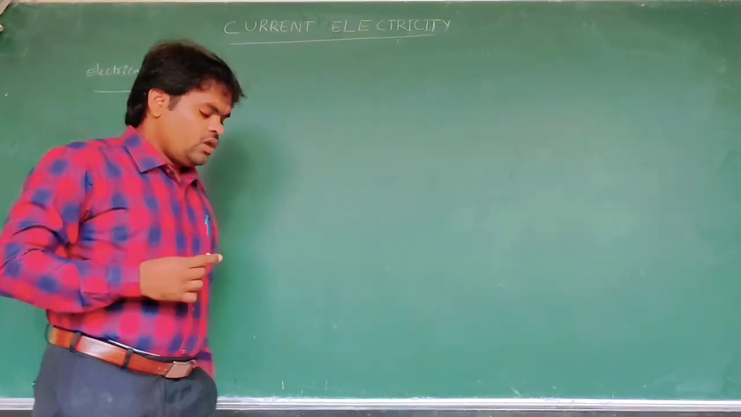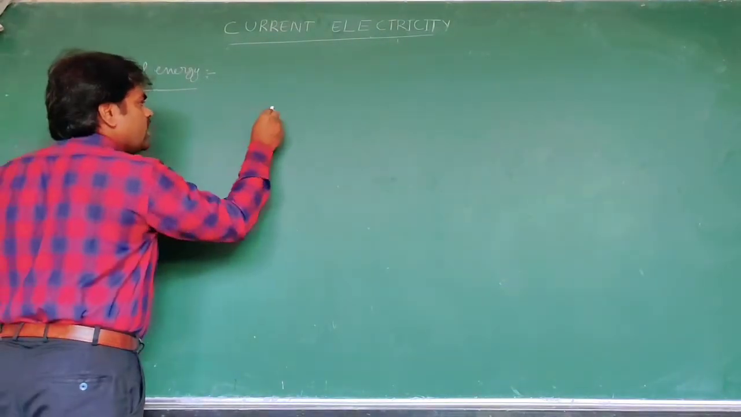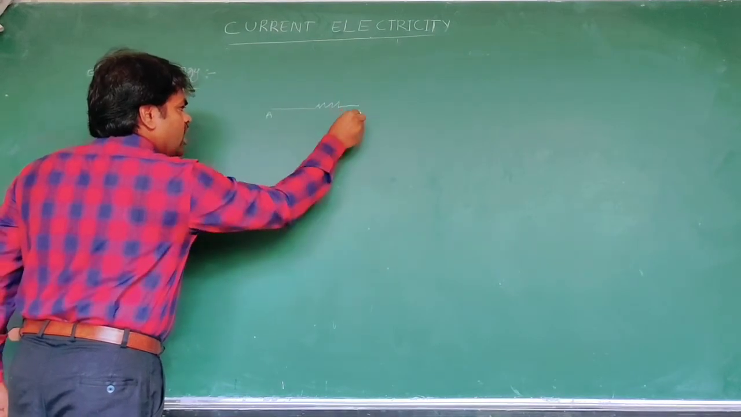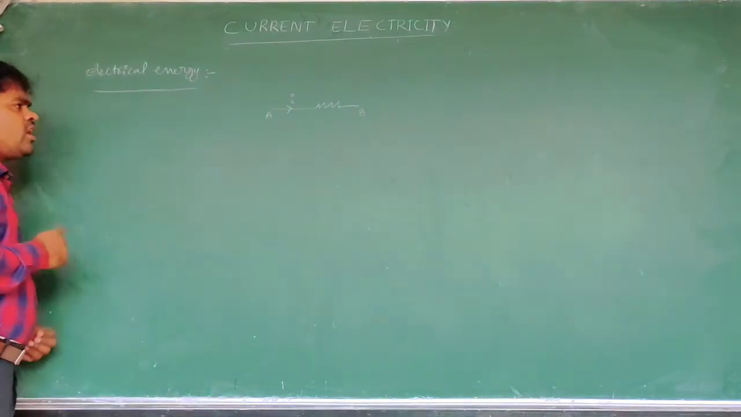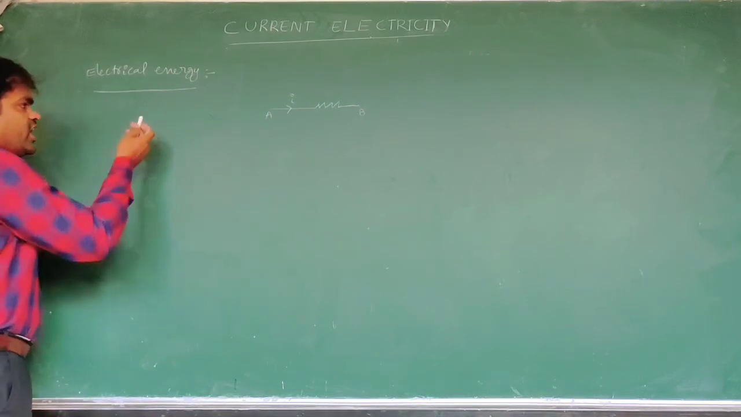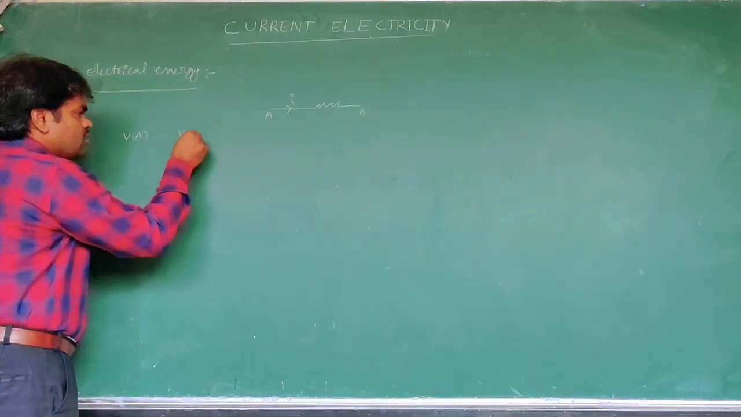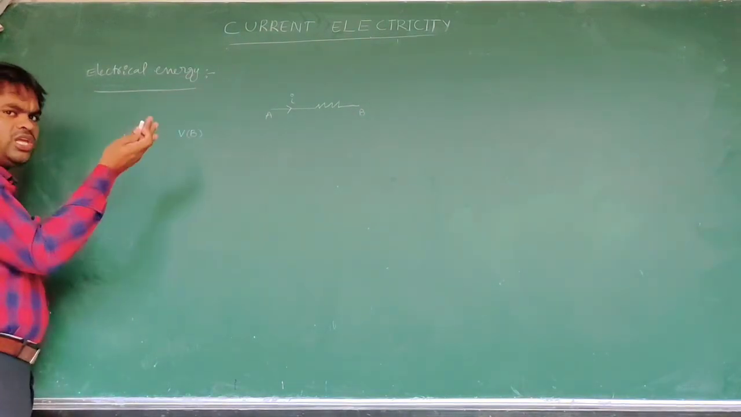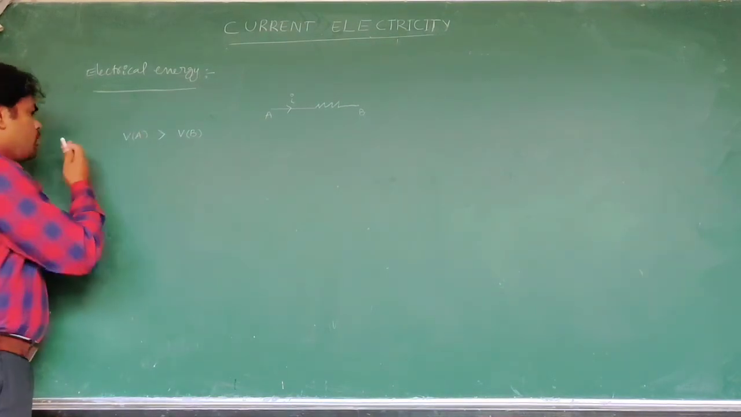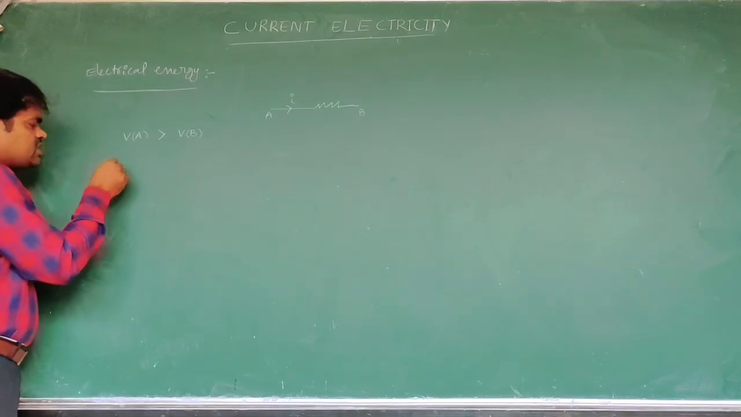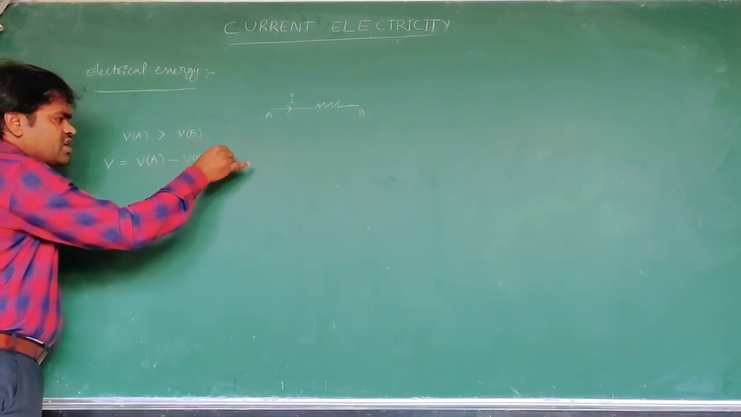Here, let us consider a conductor with two endpoints A and B, in which current I flows from A to B. The potential at point A is V of A, and the potential at point B is V of B. Since the current flows from A to B, V of A is always greater than V of B. The potential difference between A and B is V equals V of A minus V of B, which is always greater than 0.